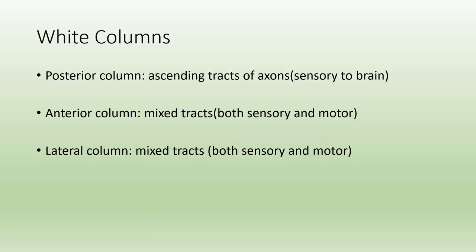The white matter is known as columns. So there's a posterior column that tends to contain what we refer to as ascending tracts, because a tract is a group of axons. It's sensory, containing sensory information. It is headed towards the brain. The anterior column contains mixed tracts, meaning it has both sensory and motor. And then the lateral column also is mixed, that it also contains sensory and motor. Sensory is bringing that information to the brain. Motor is taking information from the brain, heading back down.